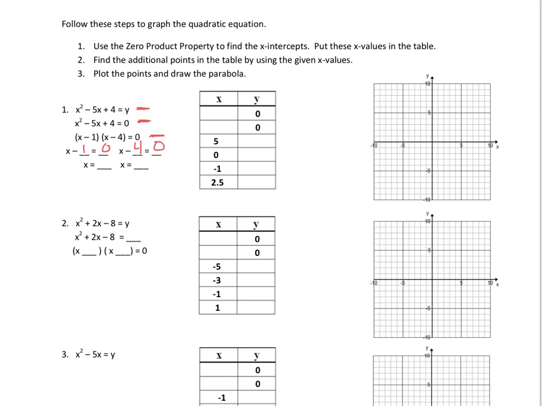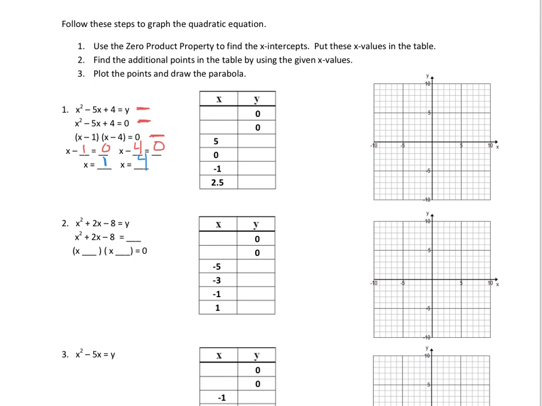X minus 1 equals 0. If I add 1 to both sides, my answer will be x equals 1. The next one, x minus 4 equals 0. If I add 4 to both sides, my answer will be x equals 4.